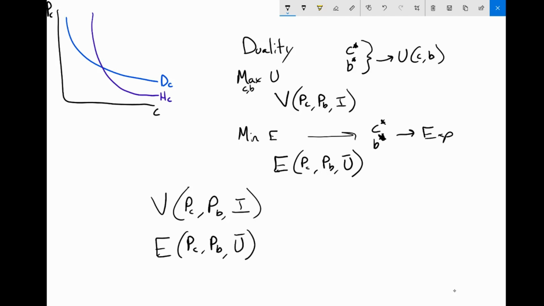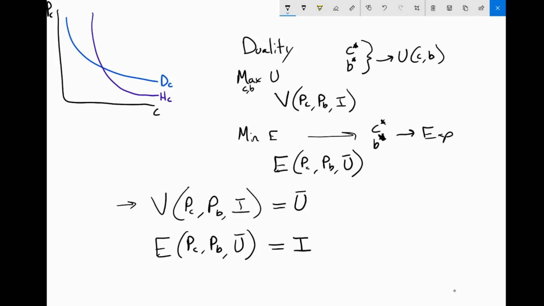This indirect utility function is a function that gives as an output some value of utility. It's optimal utility, and this gives as an output the minimized level of income, or minimized expenditures. And we showed that these two relate to each other in a given way.